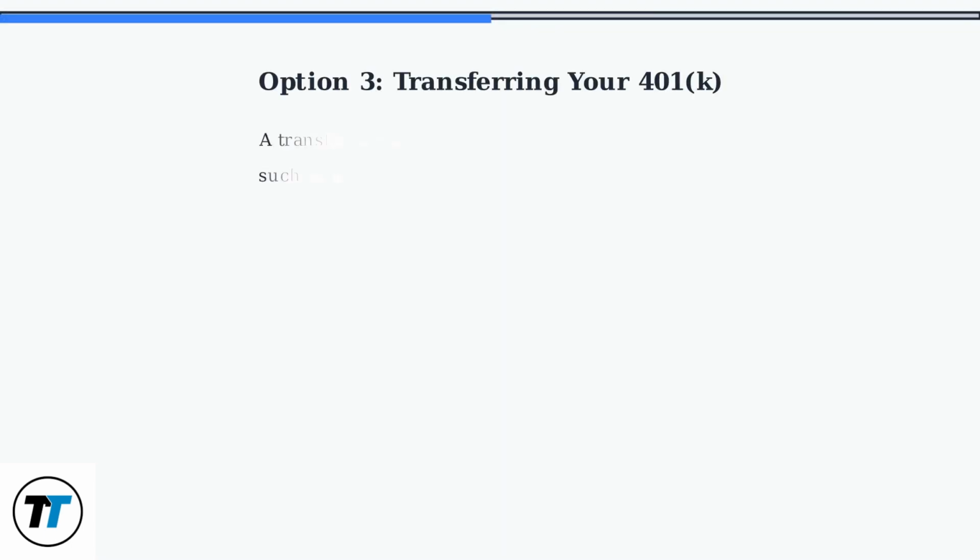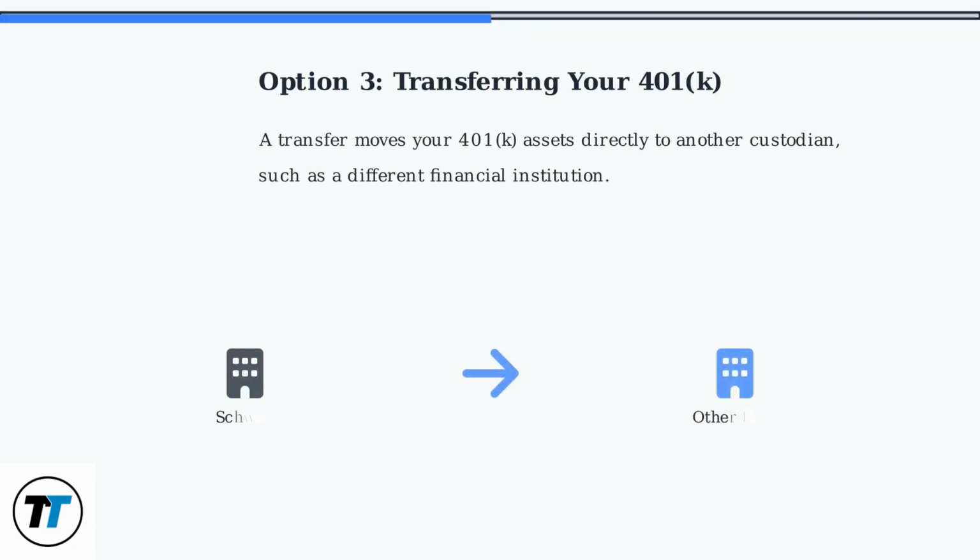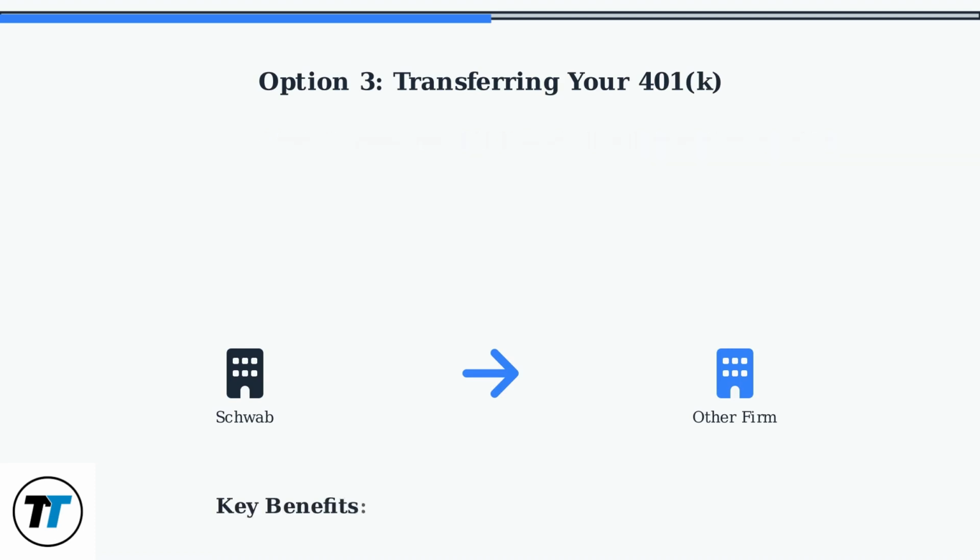Option 3 is transferring your 401k. A transfer moves your assets directly to another custodian, such as a different financial institution. Like a rollover, direct transfers are generally tax-free. Schwab allows transfers to competitors without restrictions. This is best if you want to consolidate your investments at a different firm. Always do this as a direct transfer to avoid taxation issues.